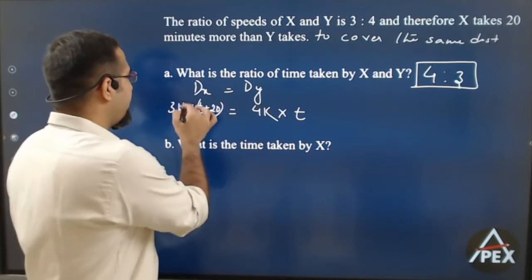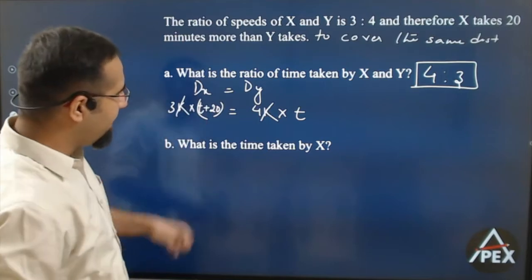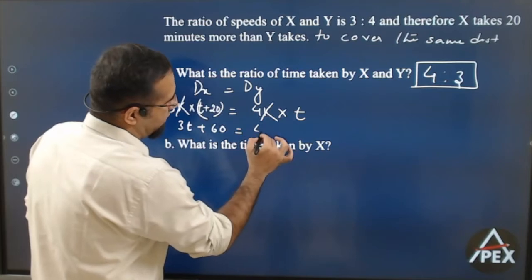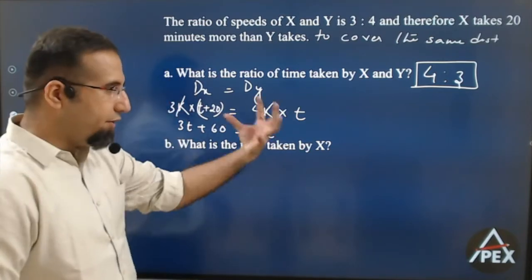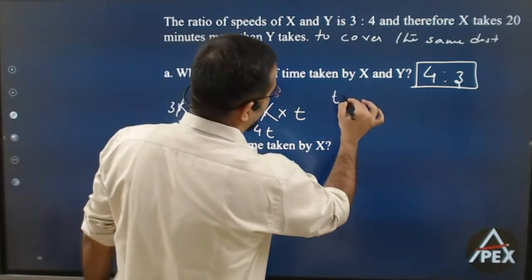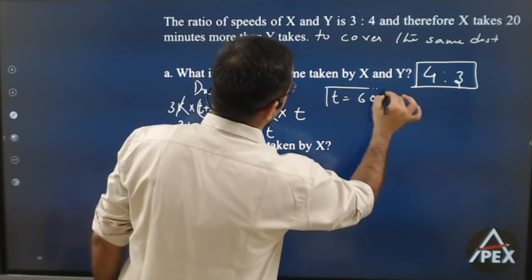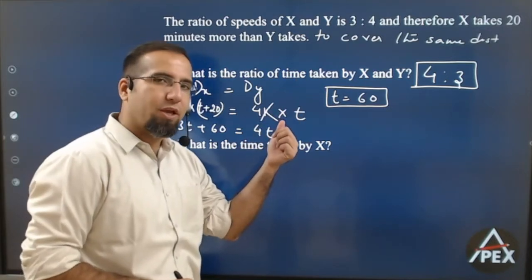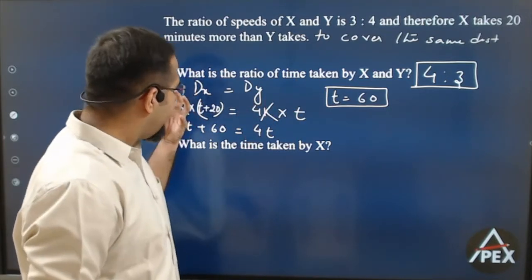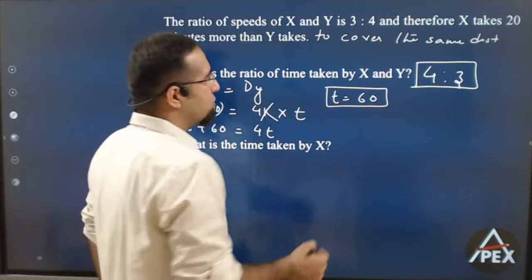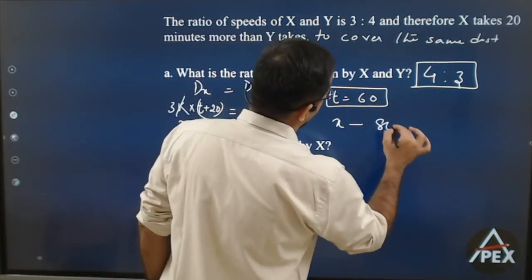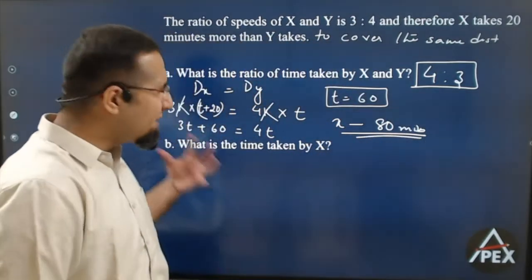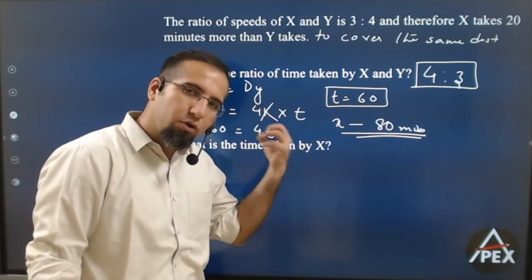Now if I simplify, k and k get cancelled. Now what am I left with? We are left with 3t plus 60 is equal to 4t. Or when we transpose the values, what do we get? We get the value of t is equal to 60 minutes. But what is t? t is the time taken by y to cover this distance. So therefore, the time taken by x to cover the distance is 20 minutes more. So the answer for this question is x takes 80 minutes to cover this distance altogether. But this becomes a slightly lengthier approach, as I told you.